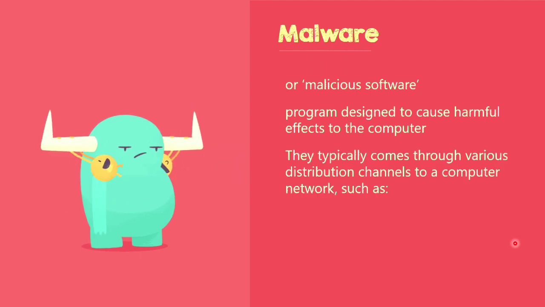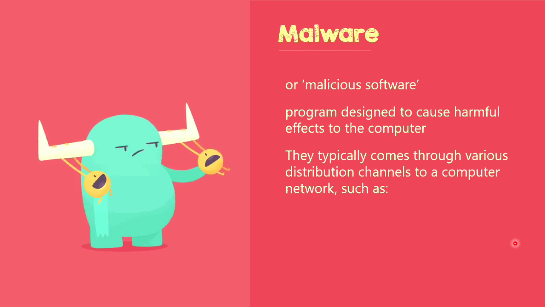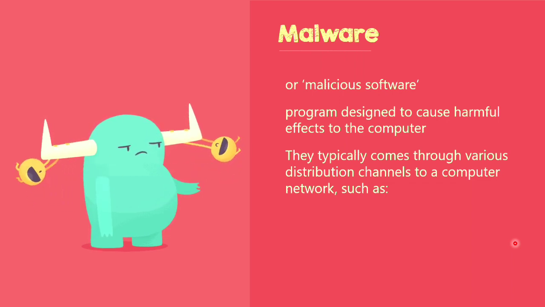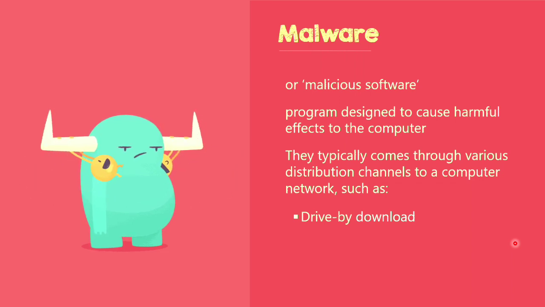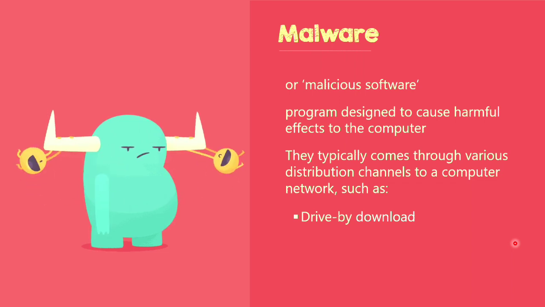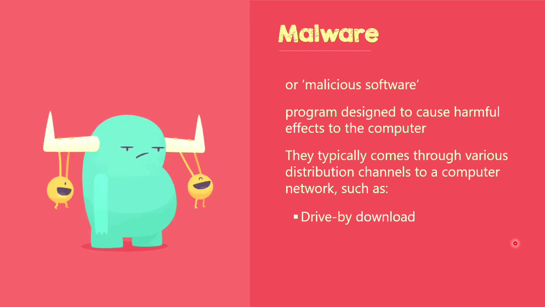Now, malwares can come through different distribution channels. We have listed four here. The first one is through a drive-by download. This is an unintended download of computer software from different sites on the internet.